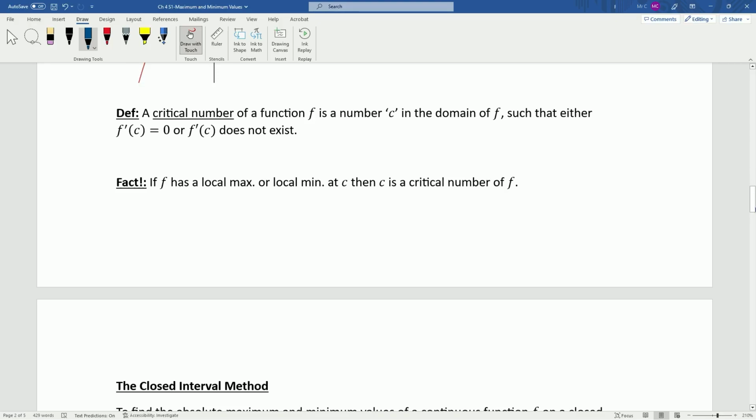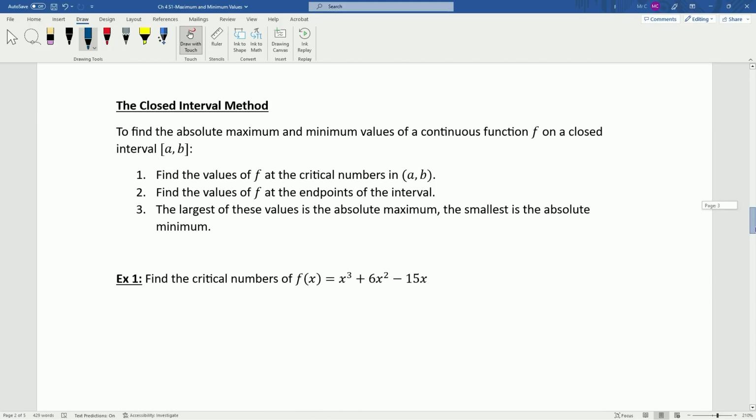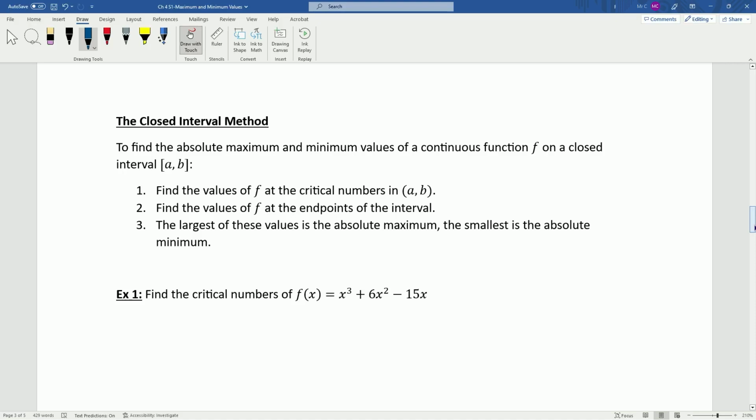So we're going to summarize all of these facts into a method, the closed interval method, to find the absolute maximum and minimum values of a continuous function f on a closed interval from a to b. First, find the values of f at the critical numbers in the interval from a to b. Second, find the values of f at the endpoints of the interval. And third, the largest of these values is the absolute maximum, and the smallest is the absolute minimum.